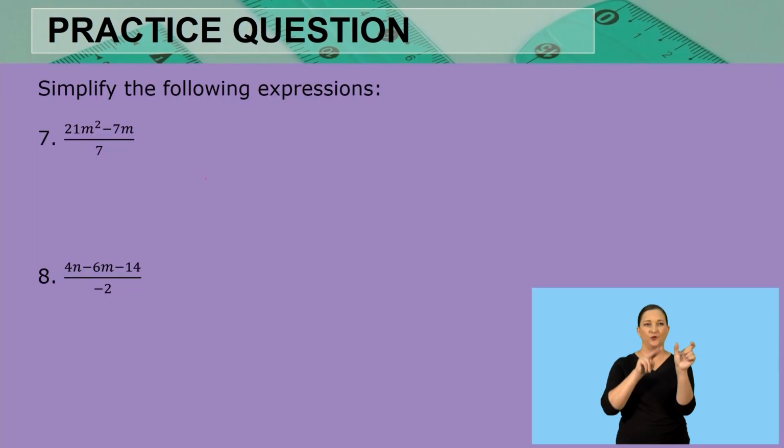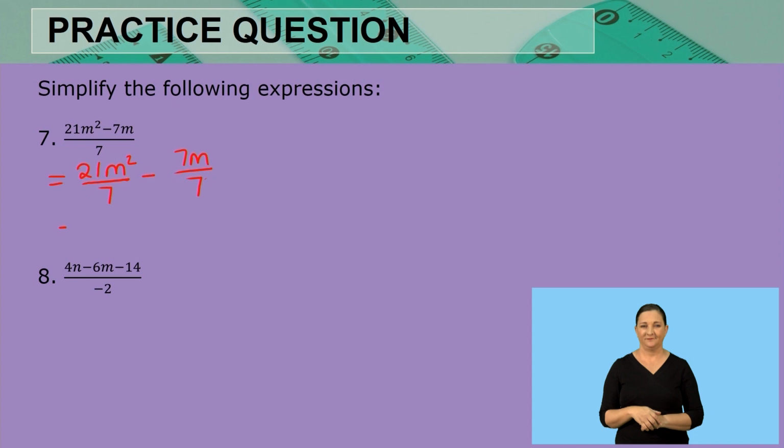Let's move on to the last two from our practice section. So we have there 21m squared minus 7m, and they are all divided by the 7. So now we're having a binomial that's being divided by a constant monomial. So what is going to happen here? Remember that denominator 7, or the divisor, it does belong to the 21m squared and to the 7m. So this means that we have here 21m squared divided by 7 minus 7m divided by 7.